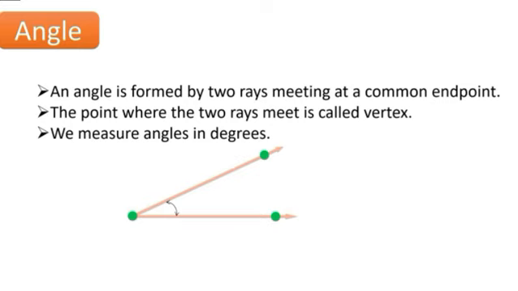So, as you can see, there are two rays. Okay, there's one ray over here and another ray over here. So there are two rays and they meet at this point, which is called the vertex. Okay. Now we are going to have a look at how to measure angles.